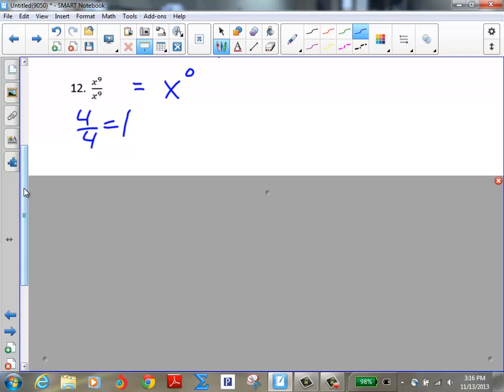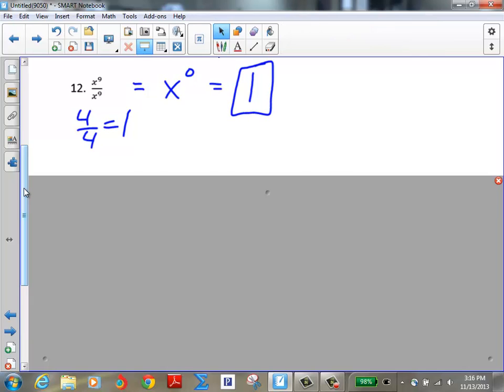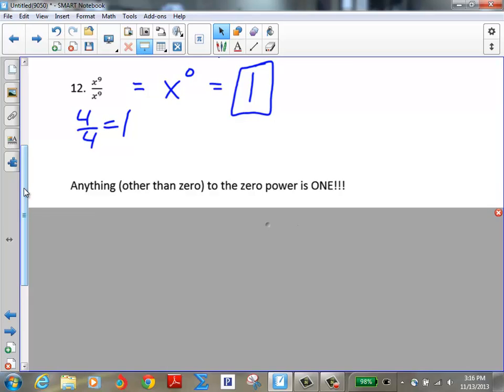And that's going to be true anytime whatever's in the numerator matches what's in the denominator, unless it's 0. In this case, we have x to the 0 power, but we had x to the 9th over x to the 9th. The same thing was in numerator and denominator, so your final answer will be 1. So anything other than 0 to the 0 power is always 1.